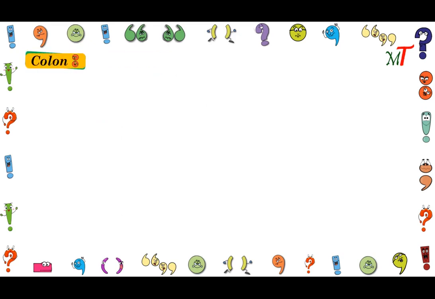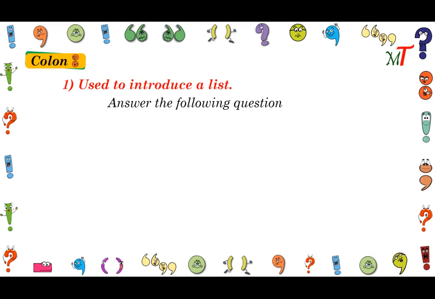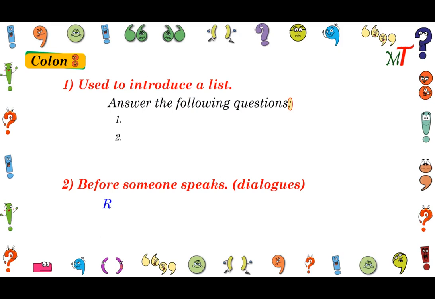Next one, colon. Colon is used in two places. First one is used to introduce a list. For example, answer the following questions. Given the list of questions, after that we use a colon. Next, before someone speaks, that means in dialogues. For example, Ram: How are you? Sita: Fine, how are you?